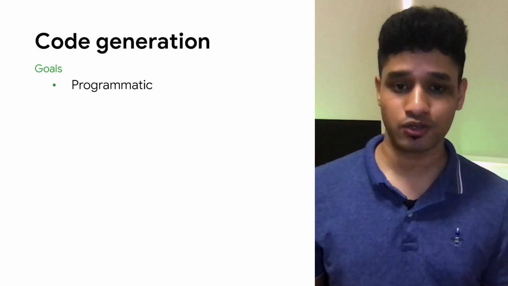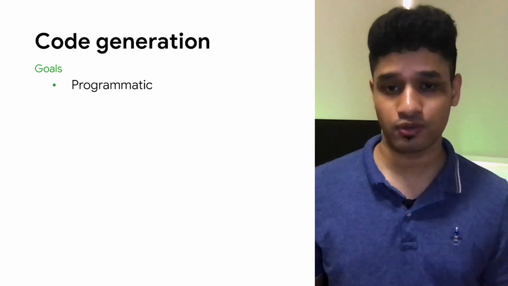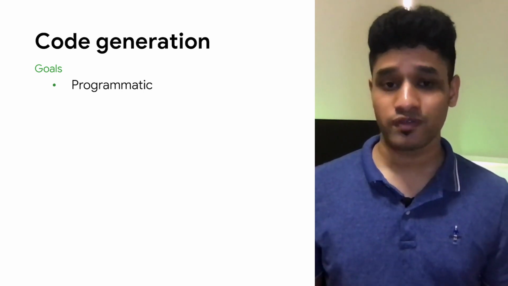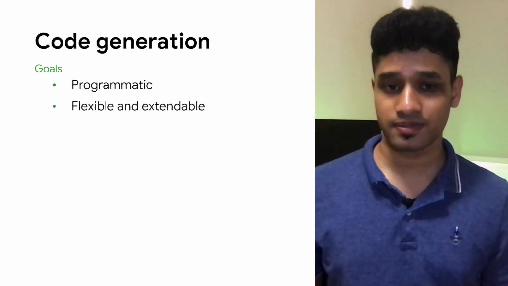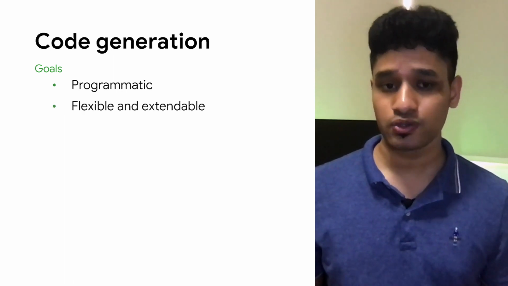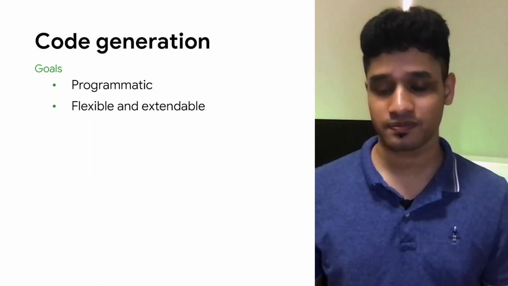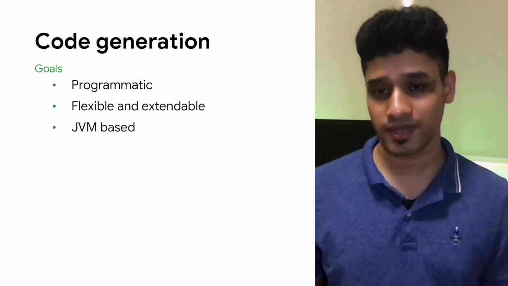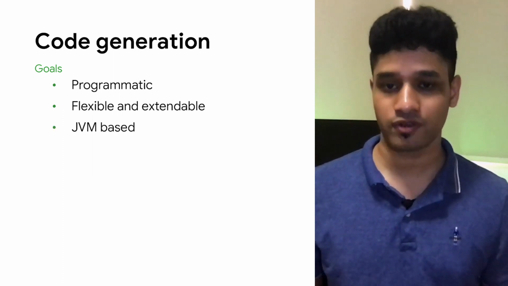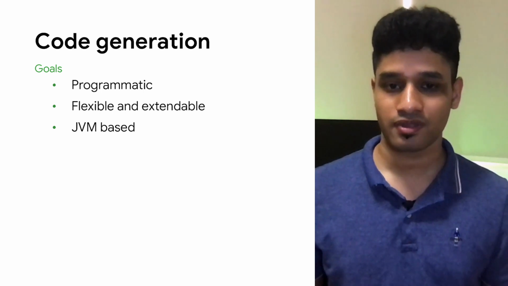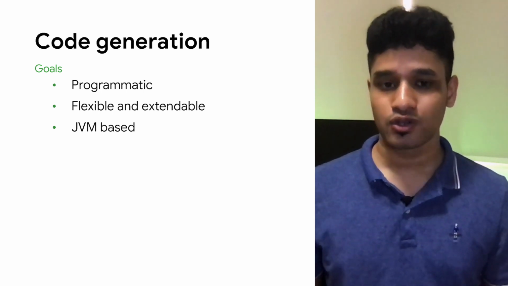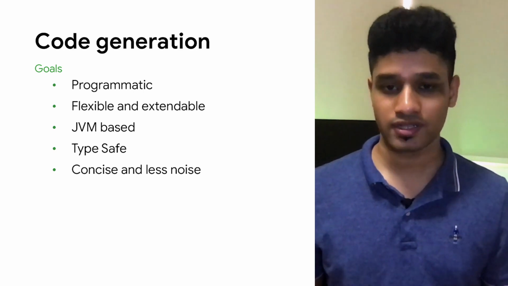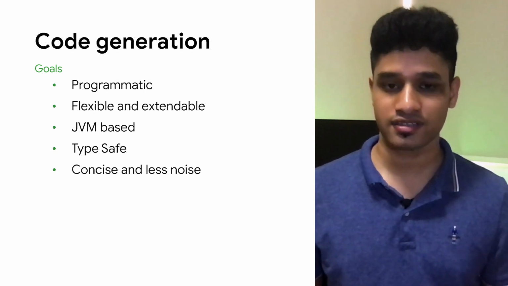Firstly, we wanted the ability to programmatically manipulate the rules from a programming language so that we can adapt the rules as we need. Also, we wanted the DSL to be flexible and extendable so that new rules can be easily added with minimal effort. Since we are working with Gradle plugins, we wanted it to be JVM based so that we can directly invoke it from Gradle plugins. We also wanted the code generator to be concise so that it is easy to work with and does not have any noise that would be present otherwise.